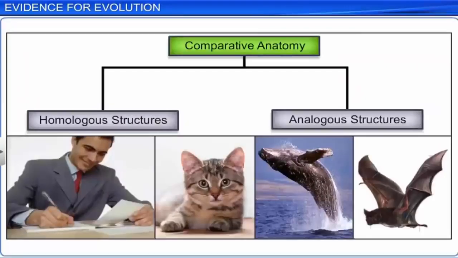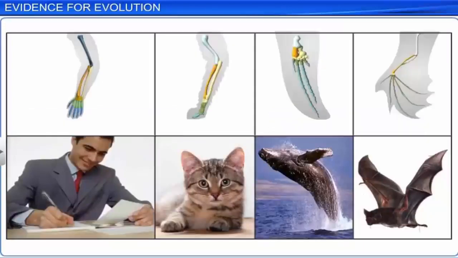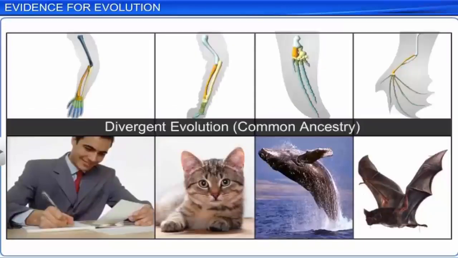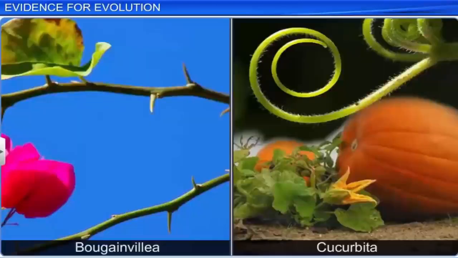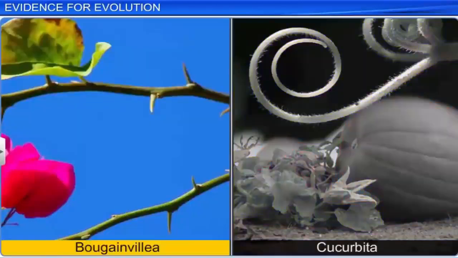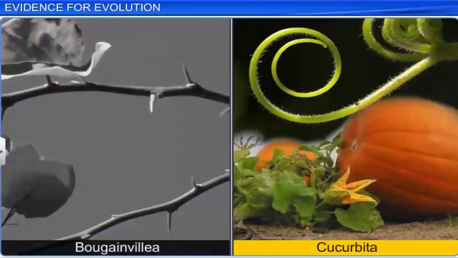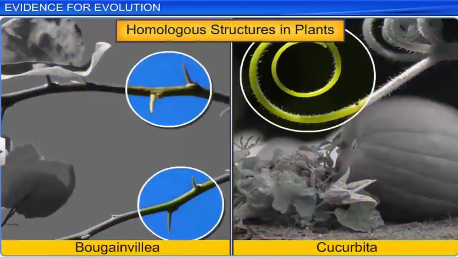Thus, when the same structures develop along different directions because of specific needs of different animals, they are known as homologous structures. These structures point to a common ancestry, and this type of evolution is called divergent evolution. Similarly, in plants, the thorns of the bougainvillea and tendrils of the cucurbita represent homologous structures and indicate common ancestry.